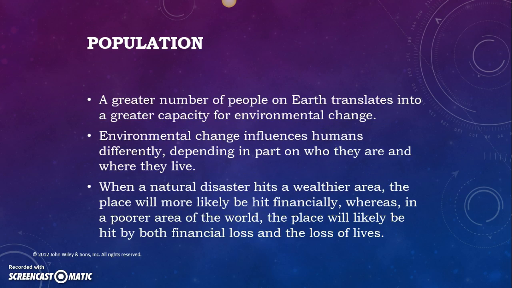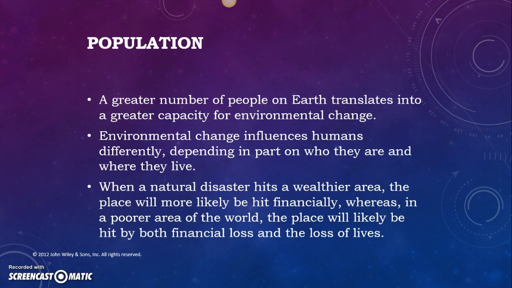So one of the first things we want to talk about is population. And I know we talked a lot about population in the last unit. We've talked a little bit about it in this unit, but we haven't talked a lot about what population means for climate change. The long and the short of it is really that when there's a lot of people on the earth, that means there's a much greater capacity for environmental change. And whether that's positive or negative just depends on your viewpoint.